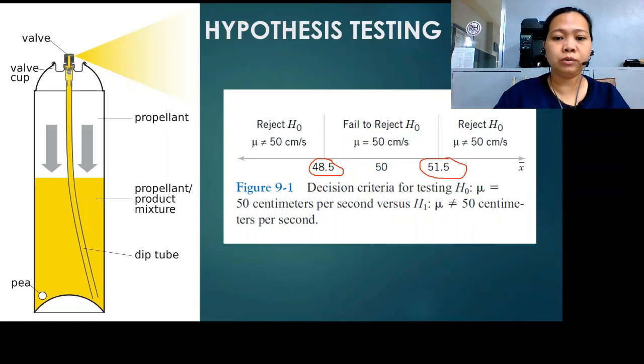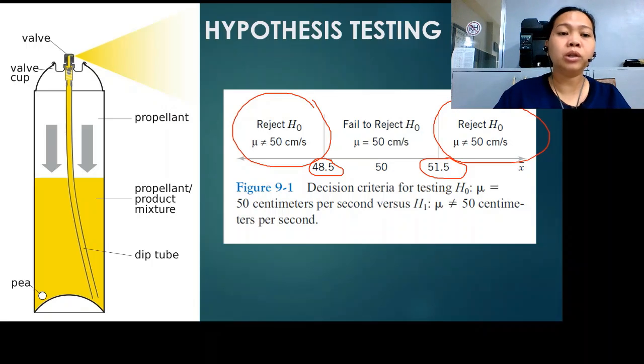So if all the values fall here, less than 48.5 and greater than 51.5, if all the values fall here, then automatically we will reject our null hypothesis. But if the result of our test statistic falls between this area, between 48.5 and 51.5, then we fail to reject our null hypothesis. Okay?